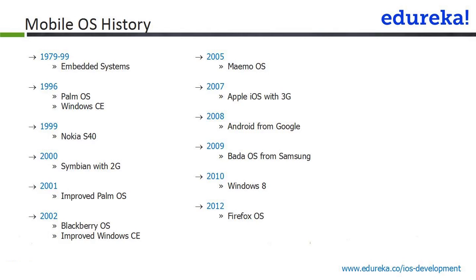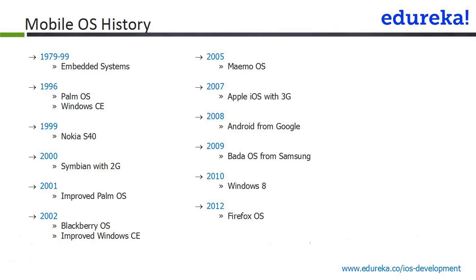This was quickly followed by Android from Google in 2008. And then, of course, we had the Samsung guys come up with Bada OS in 2009. And 2010 was, of course, Windows 8. And the most recent one is the 2012 Firefox operating system. This is, again, a trendsetter, because nowadays you see in the market a lot of smart TVs. So basically Firefox kind of jump-started this whole trend.